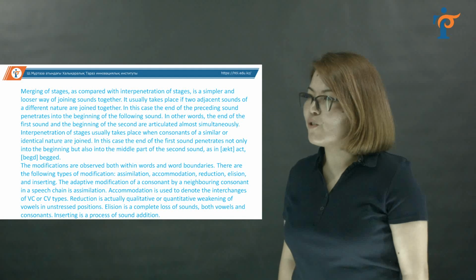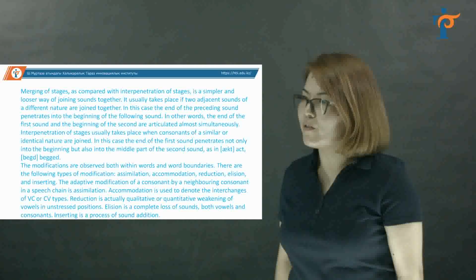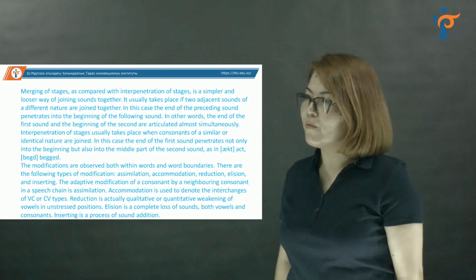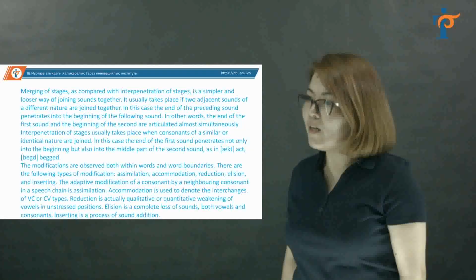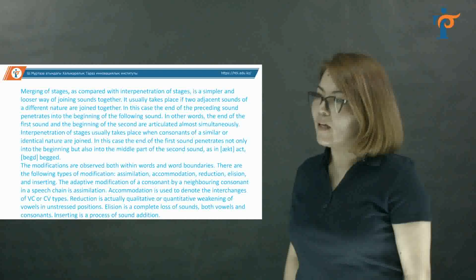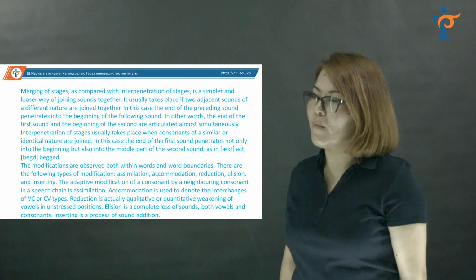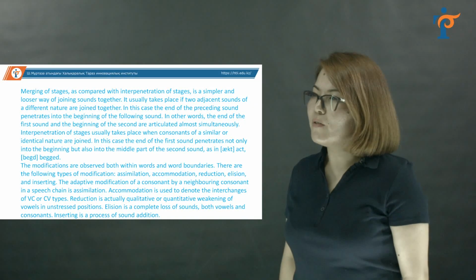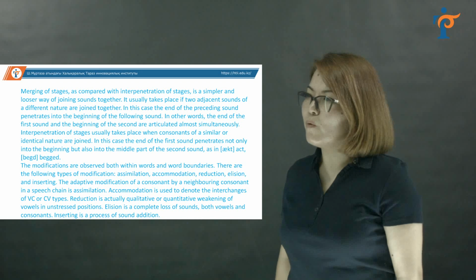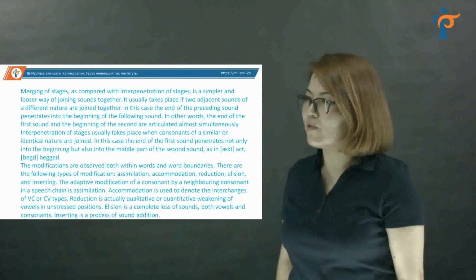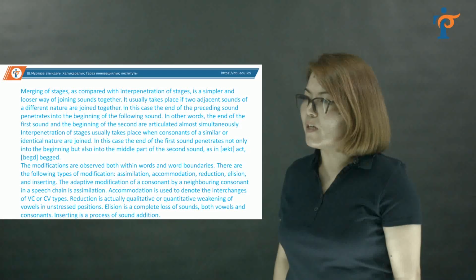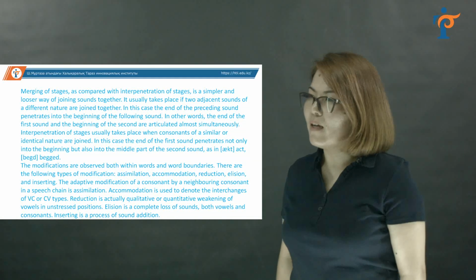Interpenetration of stages usually takes place when consonants of a similar or identical nature are joined. In this case, the end of the first sound penetrates not only into the beginning but also the middle part of the second sound, like in the words act and begged. The modifications are observed both within words and at word boundaries. There are the following types of modification: assimilation, accommodation, reduction, elision, and inserting.